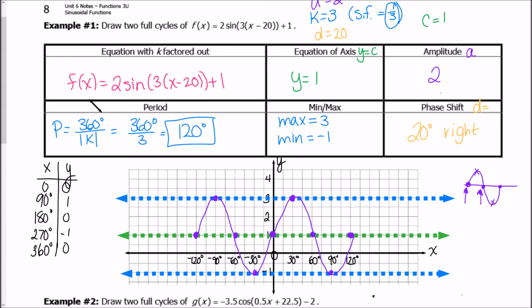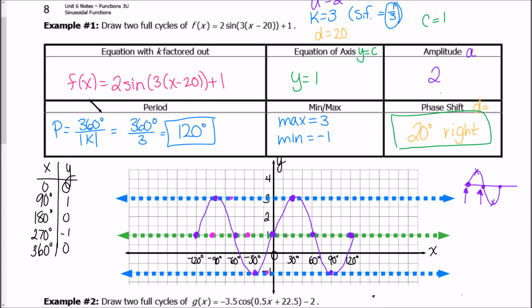Now, with the phase shift right here, we know that it's going to go 20 degrees to the right. So in order for me to do that, I literally will just take each one of my points right here and go 20 degrees to the right. So 20 degrees to the right of -120 is -100. So that will occur approximately right here. Okay, 20 degrees to the right of -90 will be at -70, which is approximately right here. 20 degrees to the right of -60 would be -40, which is approximately right here. 20 degrees to the right of -30 would be -10, which is approximately here. So on and so forth.